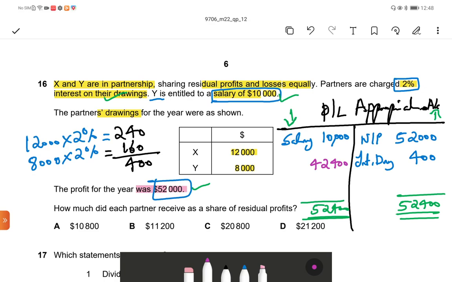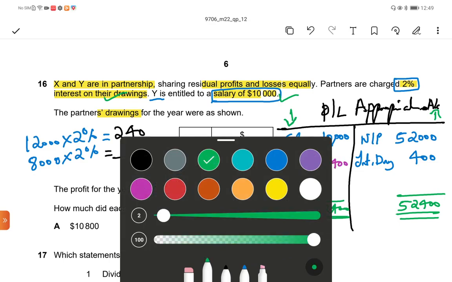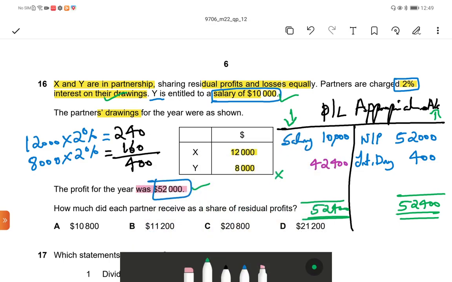42,400. So X and Y are sharing equally. 42,400 divided by 2, 21,200 they will get each. So the correct answer is option D.